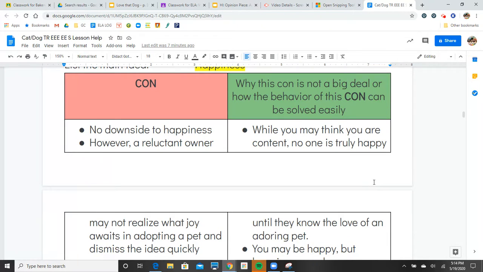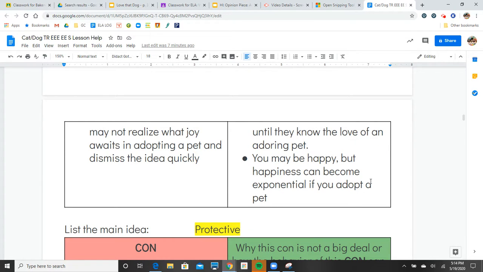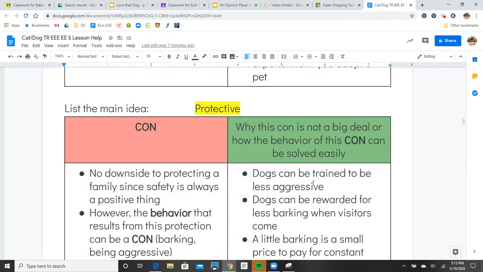While you may think you are content, which means happy and satisfied, no one is truly happy until they know the love of an adoring pet. And while you might be happy, that happiness can always be increased. In fact, it can grow exponentially when you're adopting a pet.